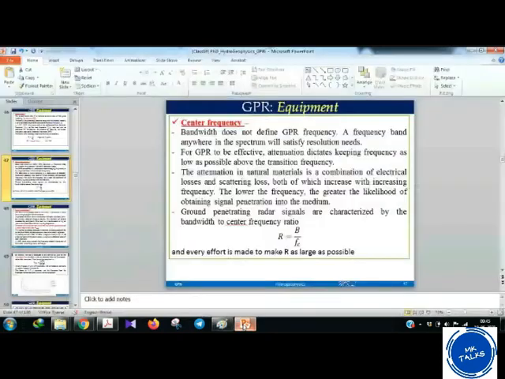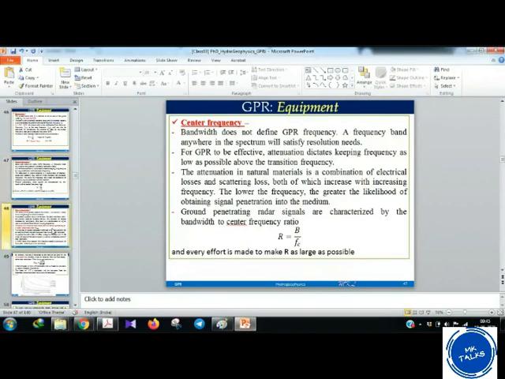Okay. So there are several expressions. Bandwidth does not define GPR frequency. A frequency band anywhere in the spectrum will satisfy resolution needs. So a ground penetrating radar signal is characterized by the bandwidth to center frequency ratio, R equals B by Fc. In every effort, we basically want to make R as large as possible. Okay, so read it from the book I'll provide to you.